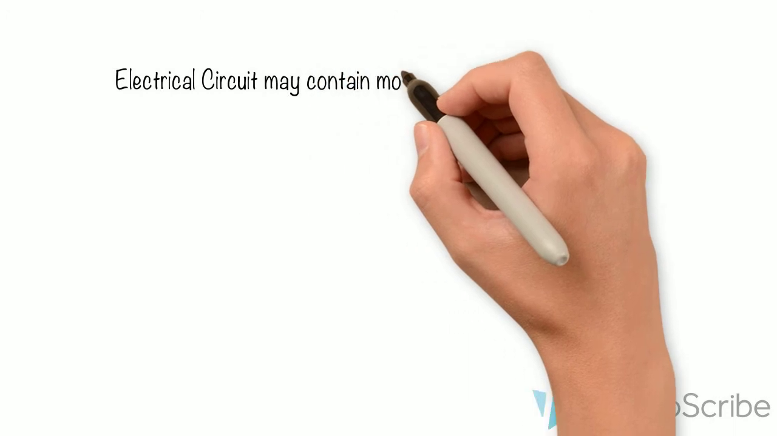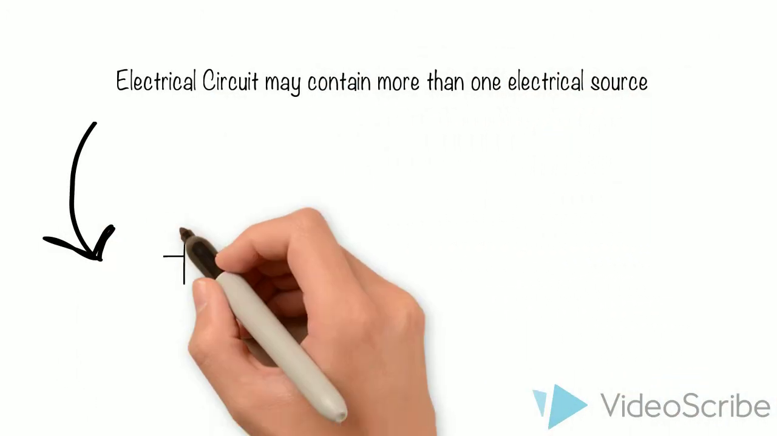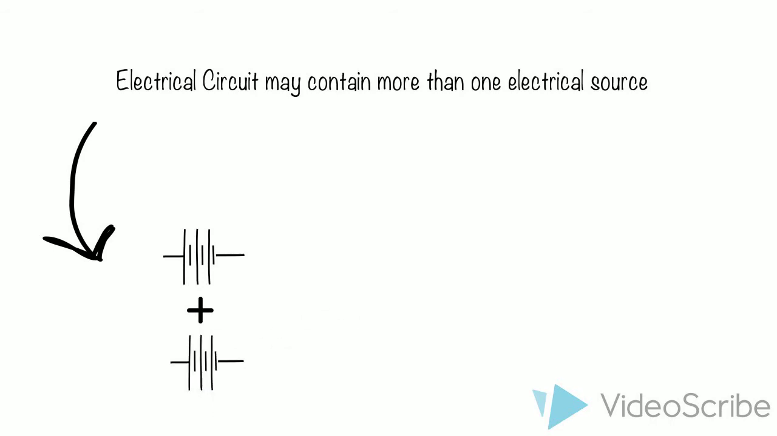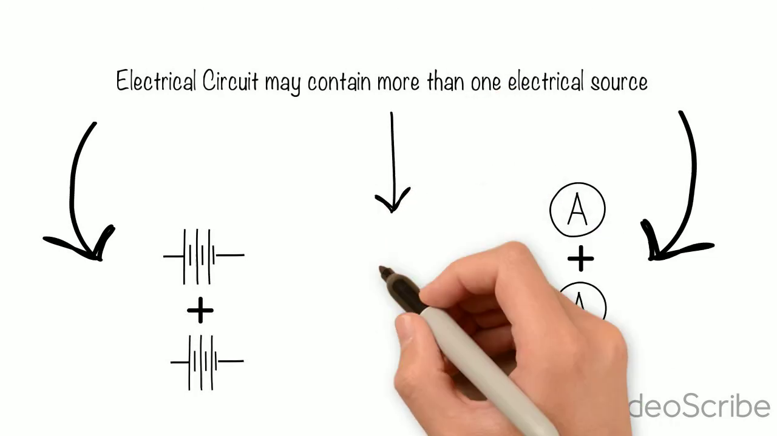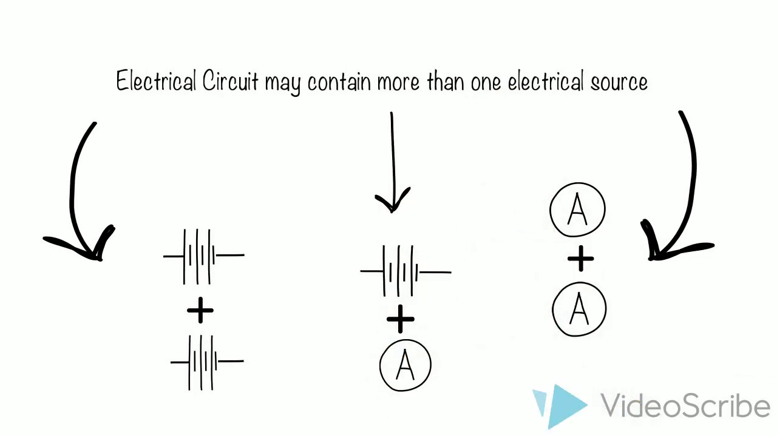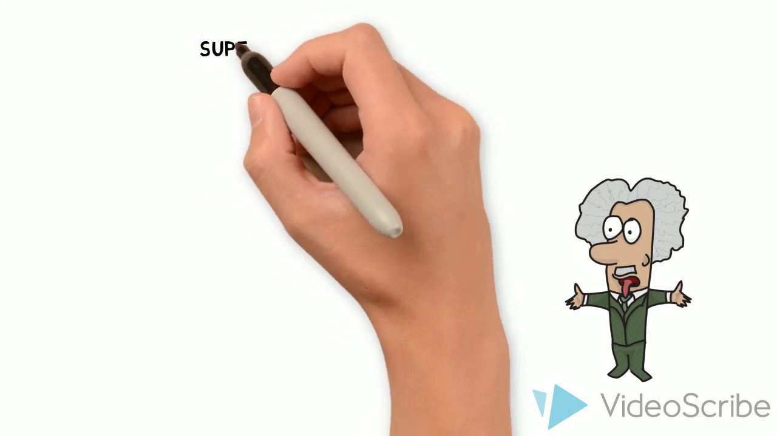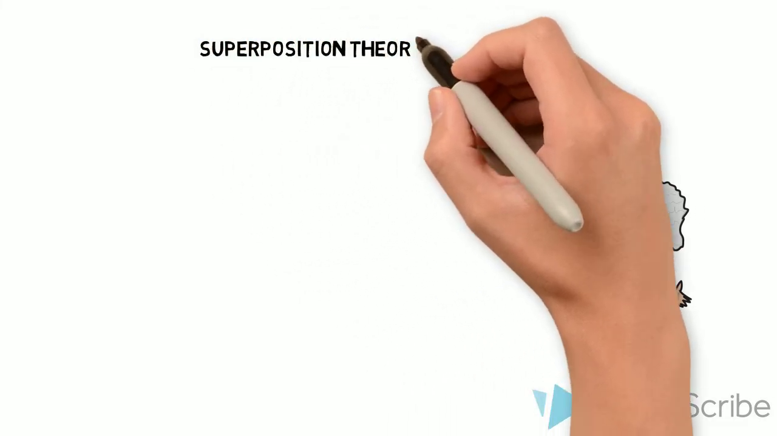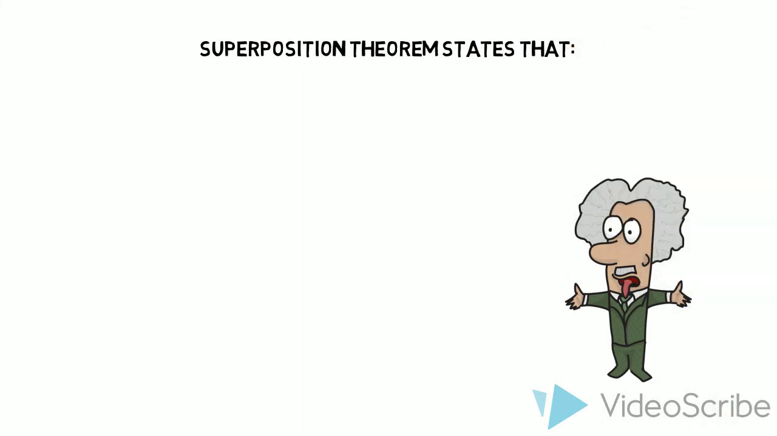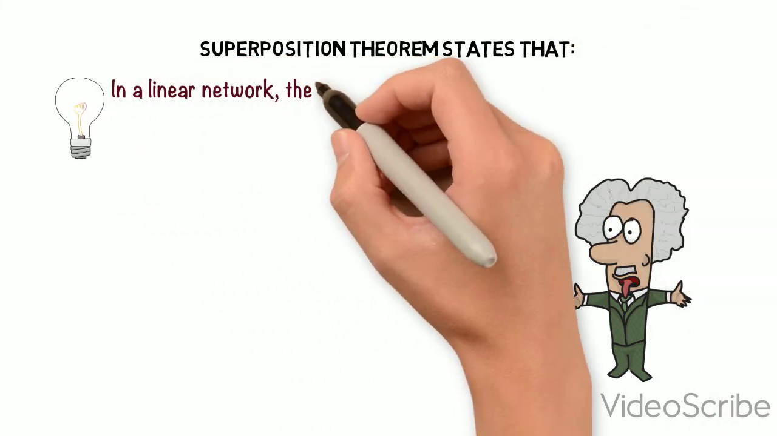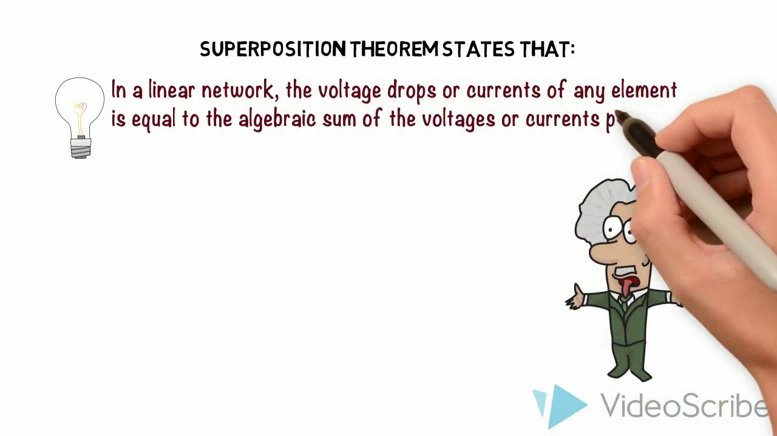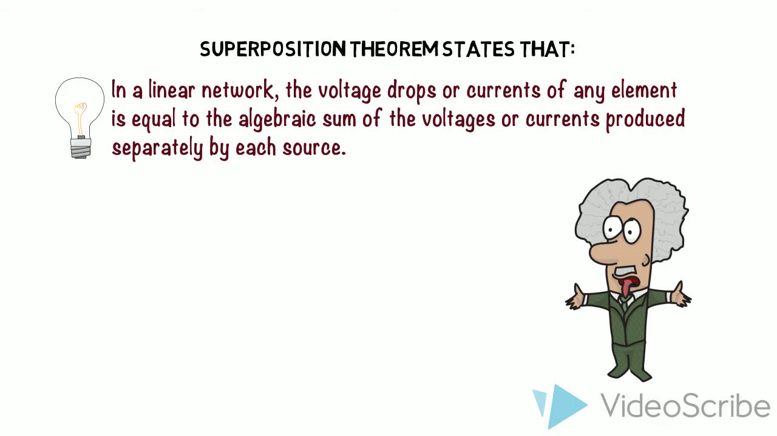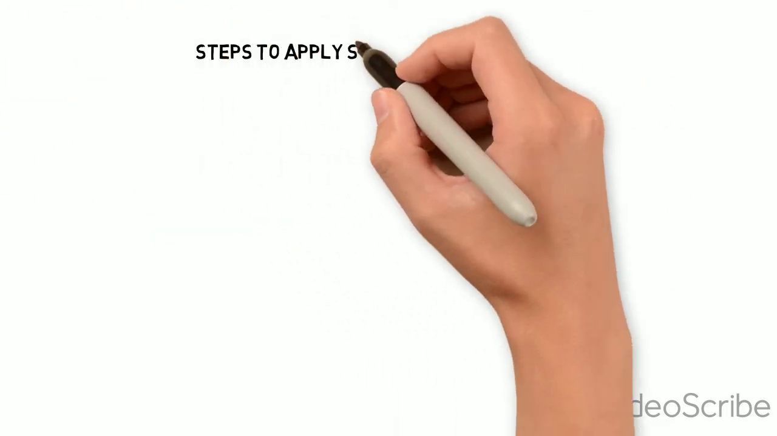In one electrical circuit, we may have more than one source. It could be two or more voltage sources, or more than one current source. In other cases, we can have both voltage sources and current sources in a circuit. The theorem is applicable when the network is linear, and it states that the voltage across or the current through a component in the circuit is equal to the algebraic sum of the voltages or currents produced separately by each source.